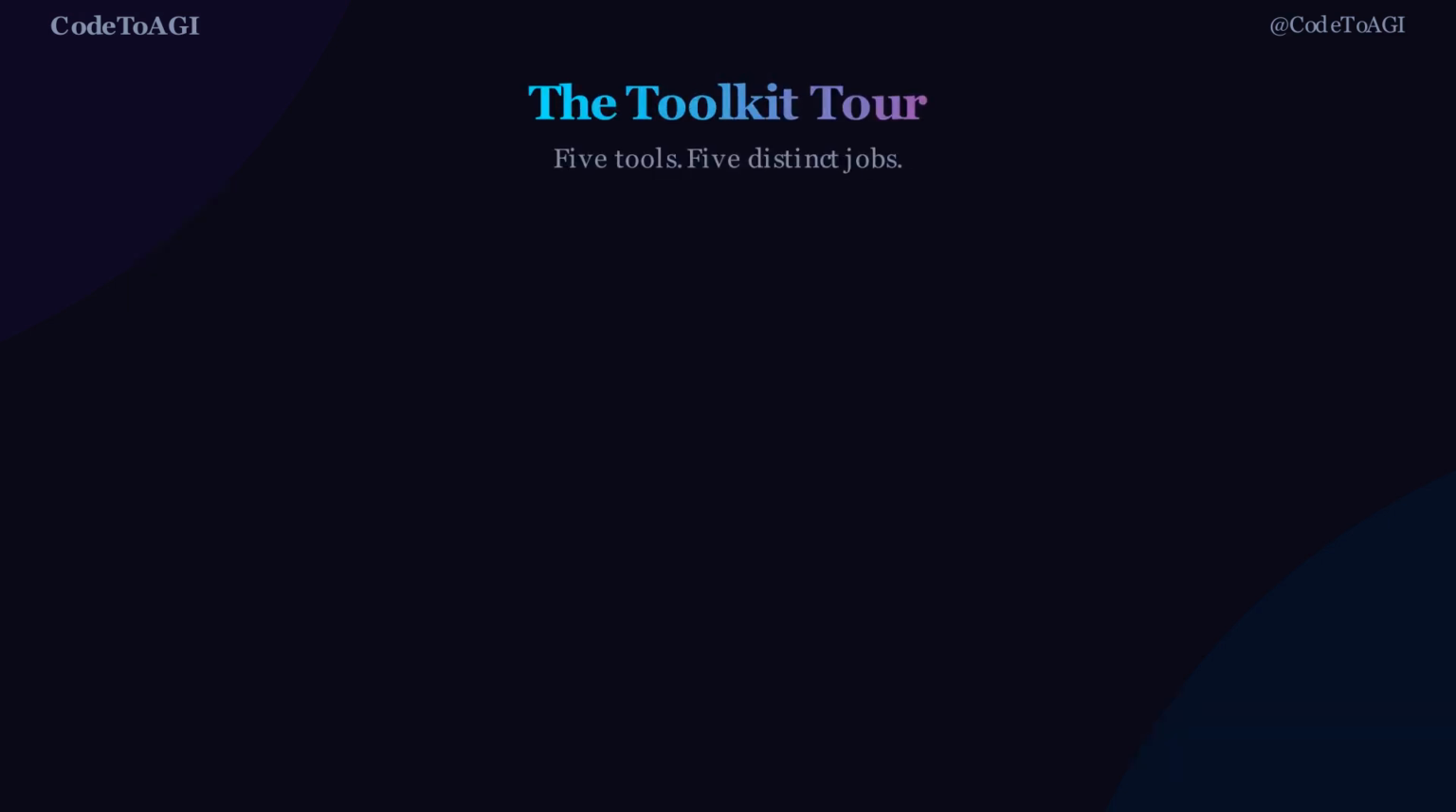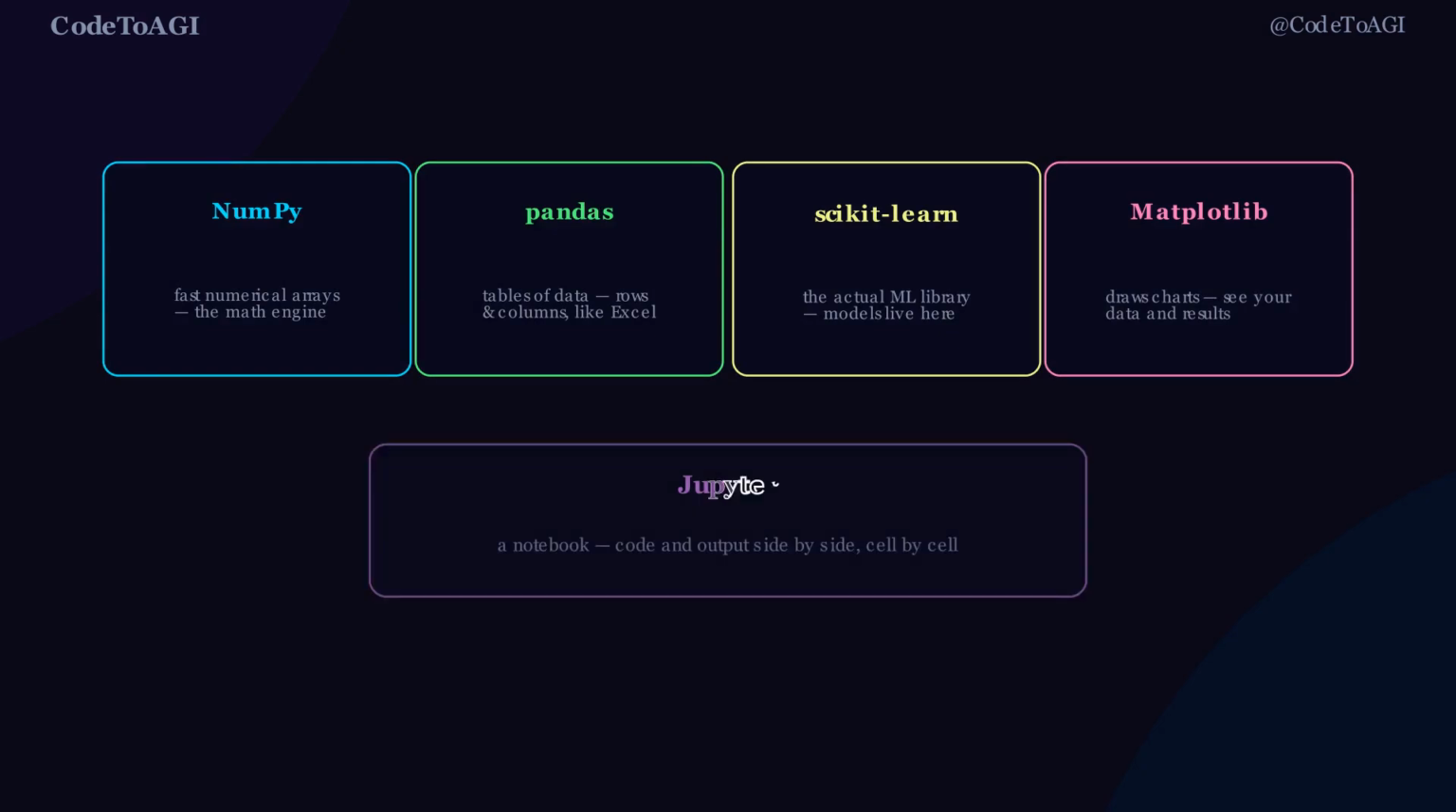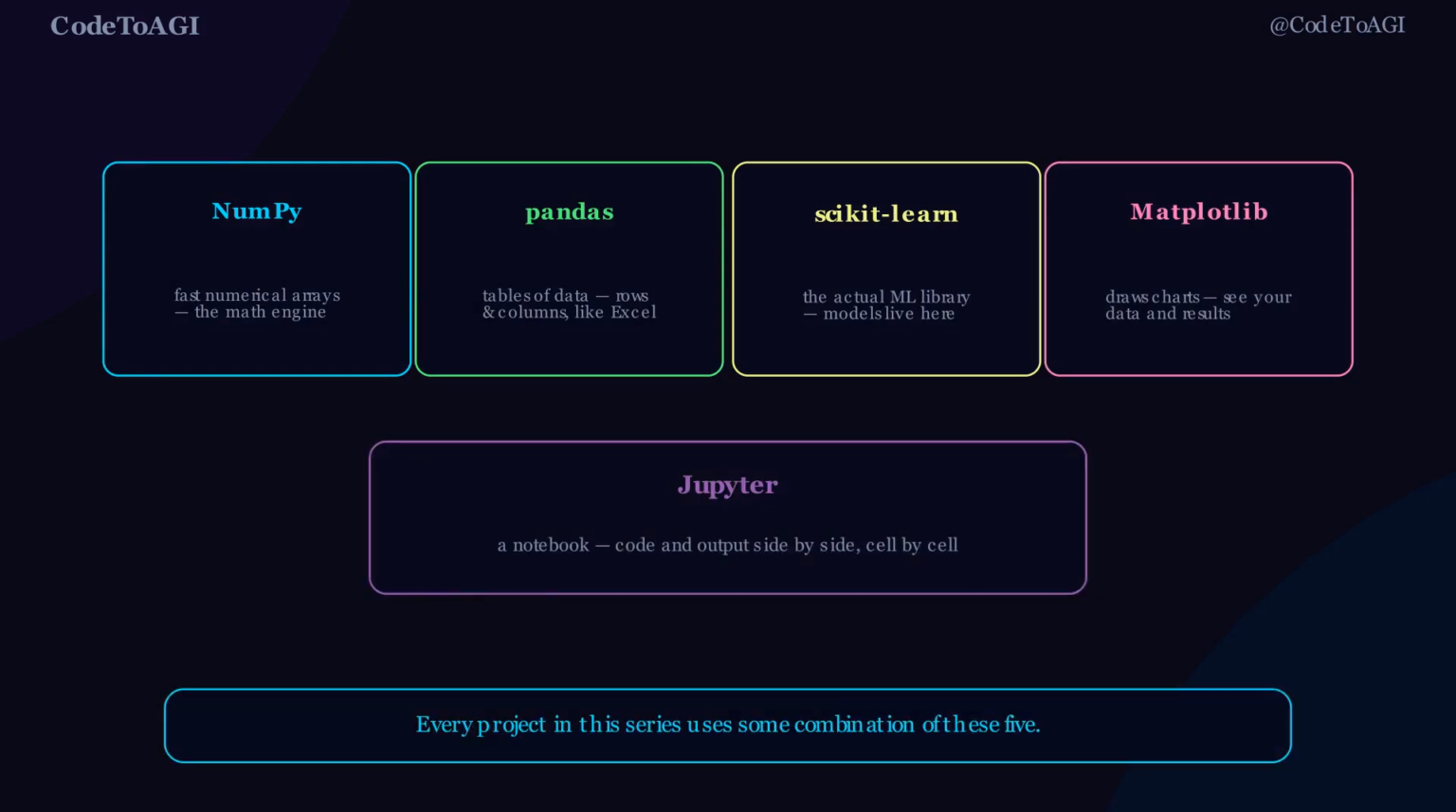Let's tour what you just installed. 5 tools, 5 distinct jobs. NumPy handles fast numerical arrays, the math engine underneath everything. Pandas handles tables of data, rows and columns like a spreadsheet in code. Scikit-learn is the actual machine learning library. Models live here. Matplotlib draws charts so you can actually see your data and results. Jupyter gives you a notebook, code and output side by side, cell by cell. Every project in this series uses some combination of these 5.